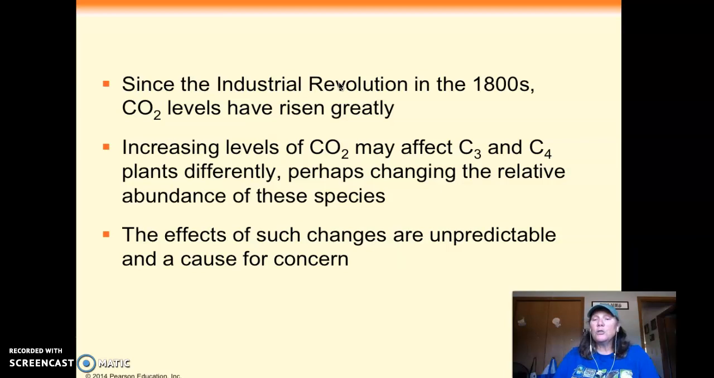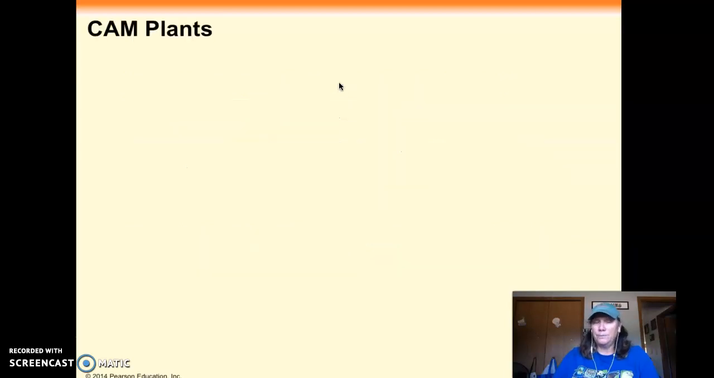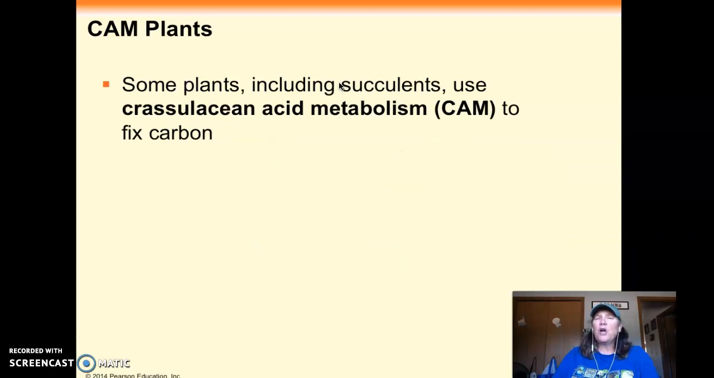We have all these issues because of climate change, and a lot of it is because plants can't deal with the CO2. There's something called CAM plants, crassulacean acid metabolism, we'll just call it CAM. These plants are like succulents. Succulents are kind of a big thing now. I know my girls are really into succulents.